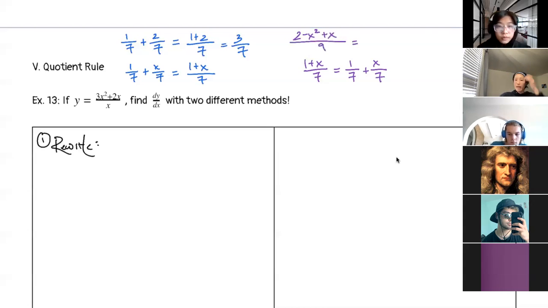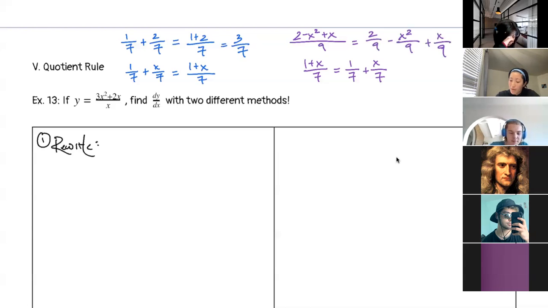How could I split that into different fractions? Okay. Anybody else come up with 3 fractions for this one? Okay. This does indeed break down into 3 fractions. So 2 over 9 minus x squared over 9 plus x over 9. Great.